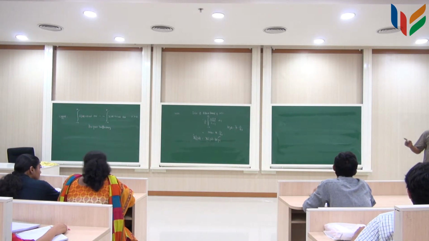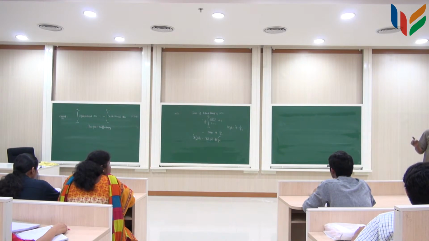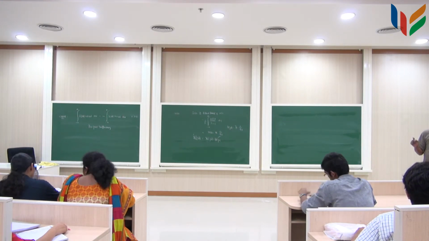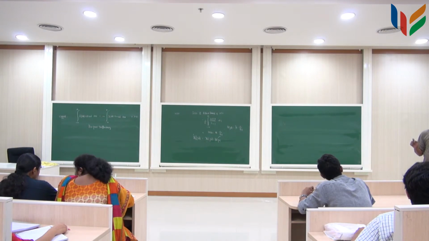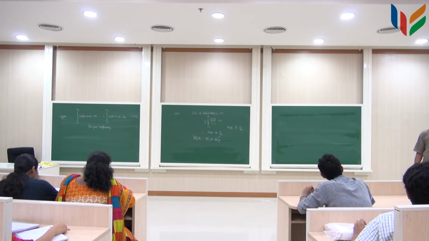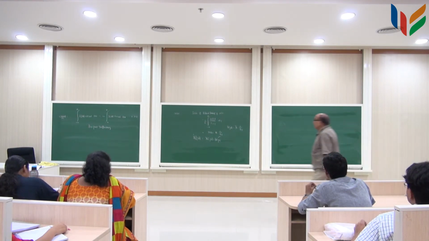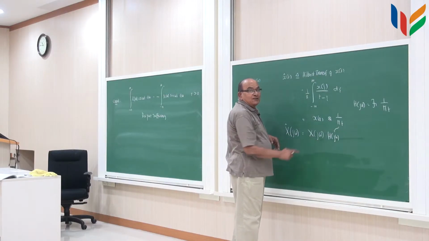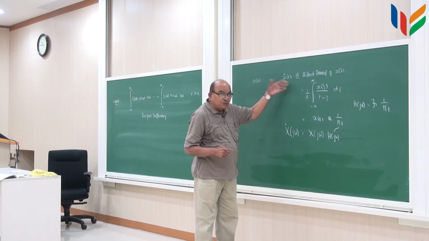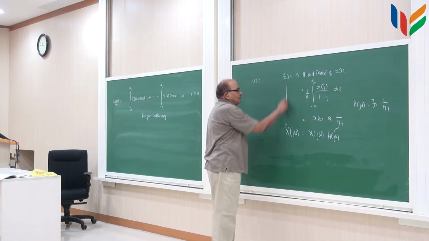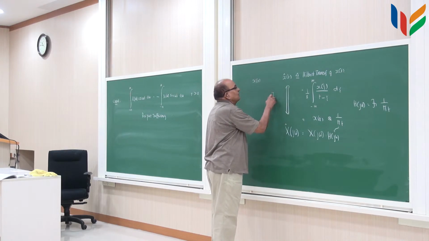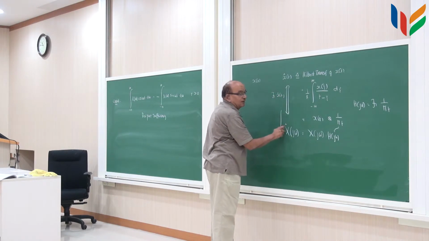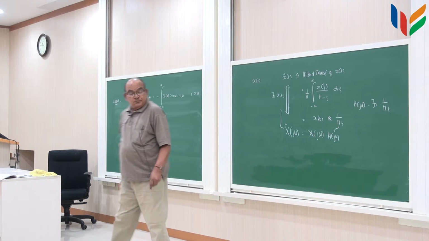X(j omega) is the Fourier transform of x(t). It is not the Hilbert transform of the Fourier transform. Okay? Do not get confused. This is not the Hilbert transform of this. This is the Hilbert transform of this function. I am sorry, not the Fourier transform of this function. This is what I am calling x cap.